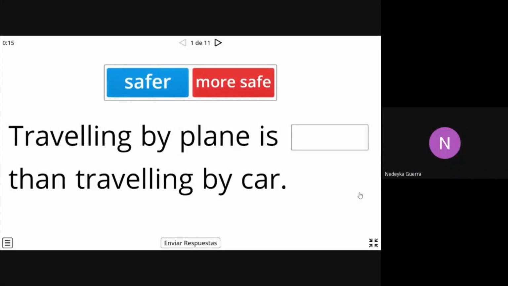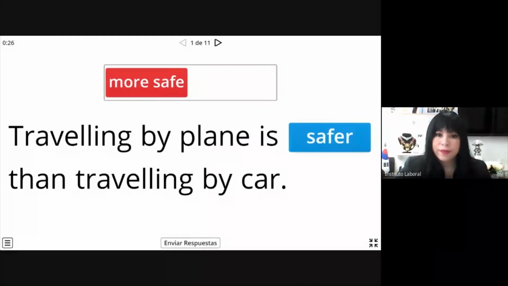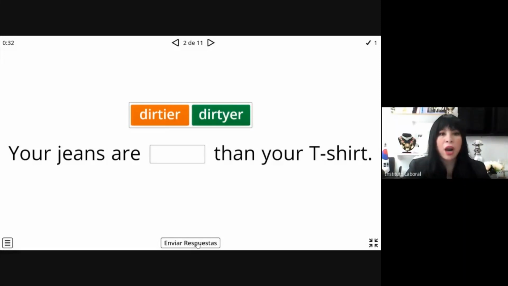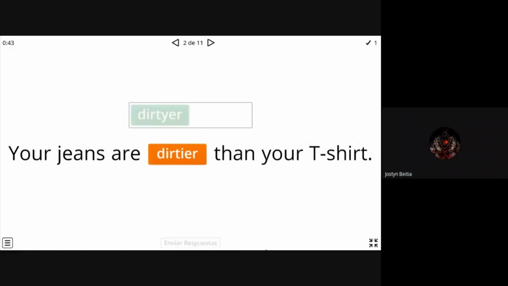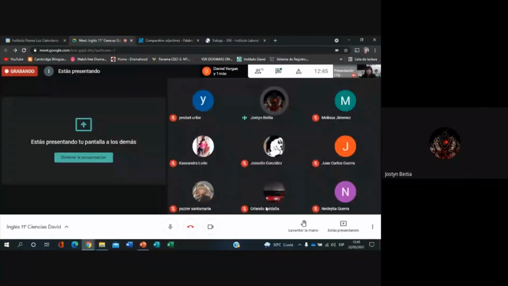You have to tell me what is the correct answer. Safer or more safe? Safer. Excuse me? Safer. Let's check. Correct. Excellent. Your jeans are blank than your t-shirt. The orange or the green one? Dirty. The orange. I have to use colors. My laptop is blank than my tablet.